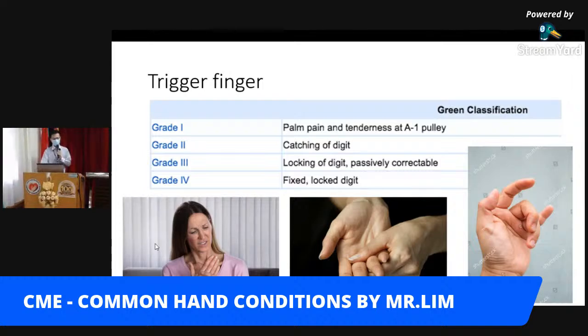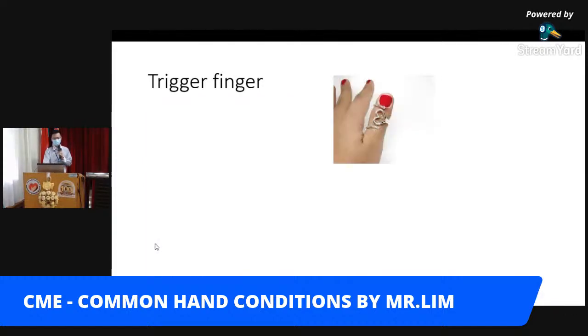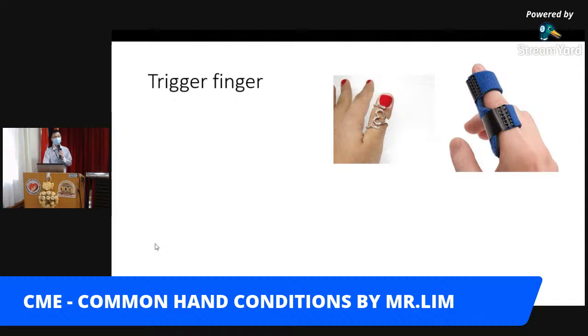sometimes you encounter. But if it comes at grade 4, when it is fixed and locked in the fixed flexion position and cannot be corrected, then we have some problem, because contracture and finger stiffness will complicate the pathology. So what do we do?